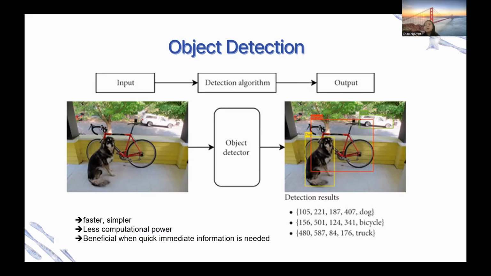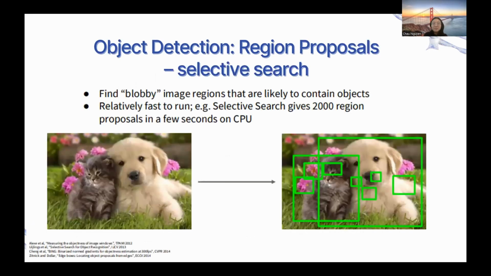And so as you can see, just not even going into the techniques, but just in terms of the expected output, it is faster and simpler. There will be less computational power needed, and it's beneficial when we need immediate information. For instance, coming back to the idea of autonomous vehicles, if we're driving on the road and a pedestrian is passing right in front of you, you want to know immediately and avoid them. We don't need to know down to the pixel where their hair is. We just need to know where their head is and avoid them.